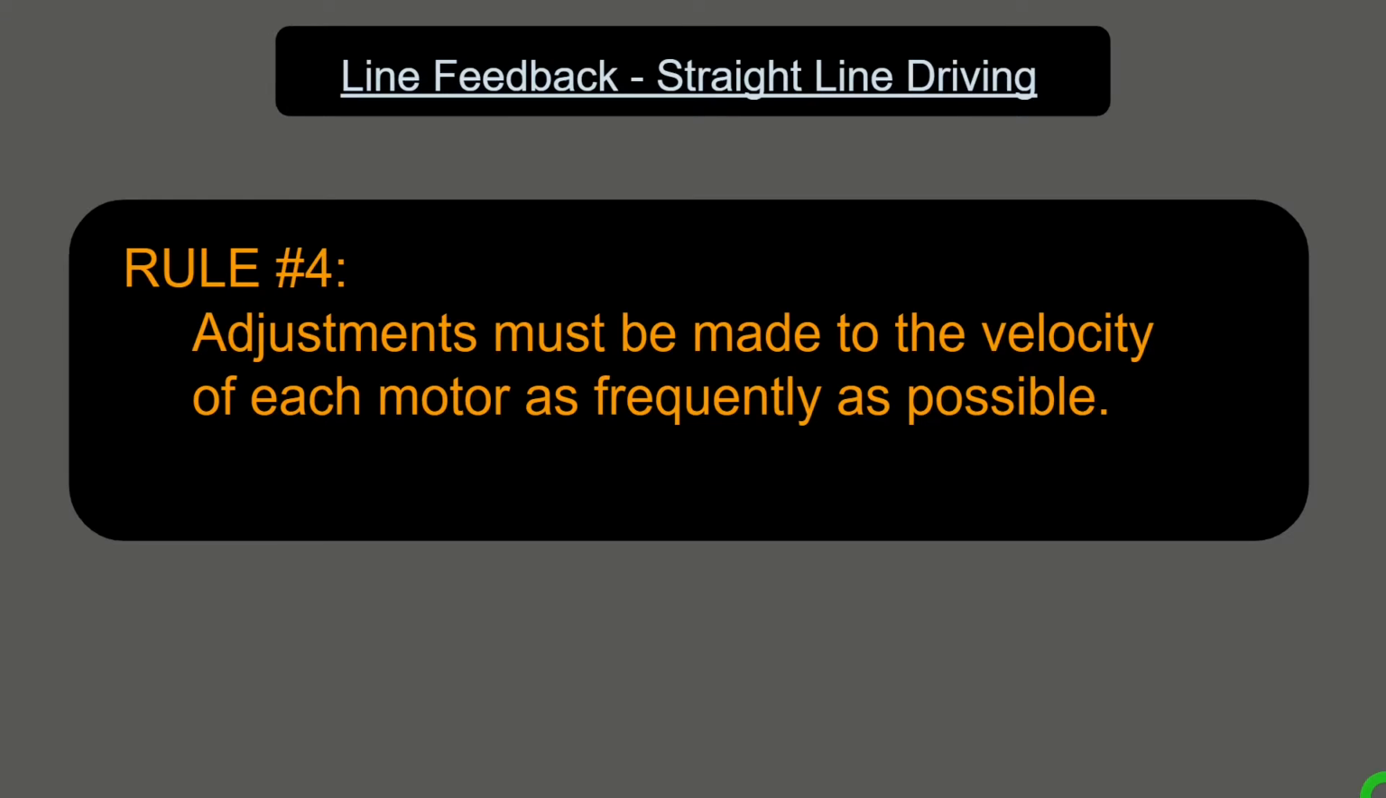Rule number 4, adjustments must be made to the velocity of each motor as frequently as possible. And just like the encoder steering, we've got to do it as frequently as possible, and we're going to do that from our deterministic loop running at 5 milliseconds.